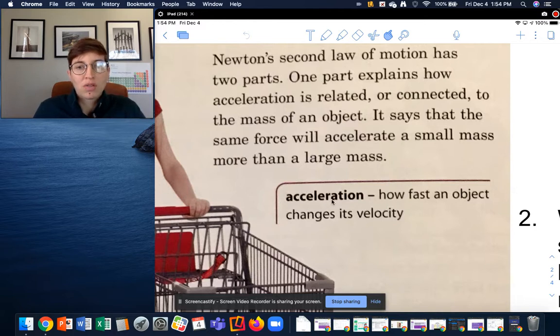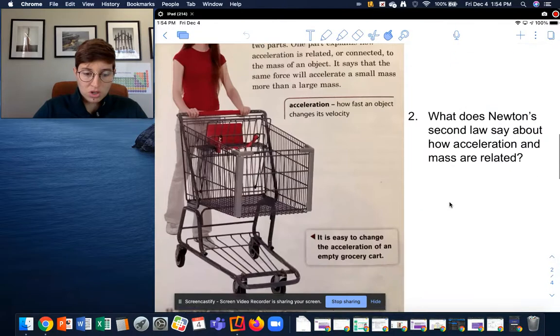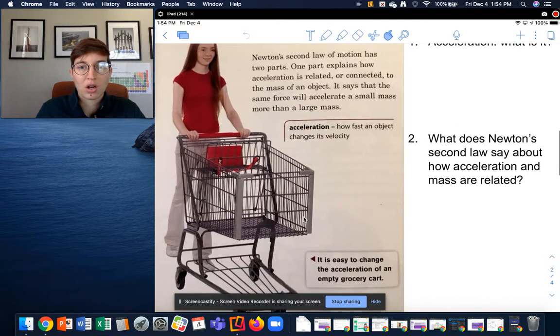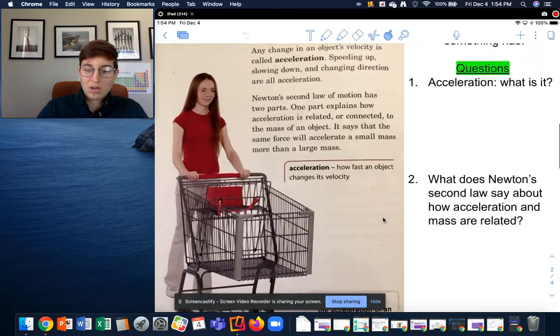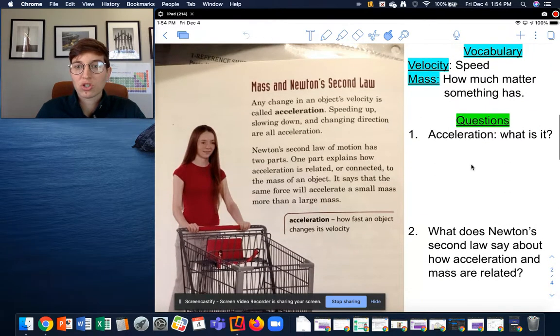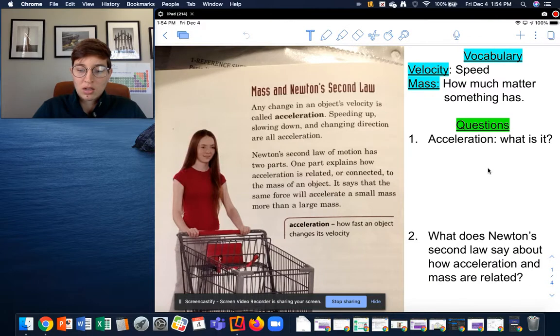So here's a definition of acceleration. Acceleration is how fast an object changes its velocity. So we have a picture here, someone pushing a shopping cart. This says it is easy to change the acceleration of an empty grocery cart. A grocery cart with nothing in it. It's easy to change the acceleration. So our first question over here that you'll write in is: acceleration. What is it? What is acceleration?